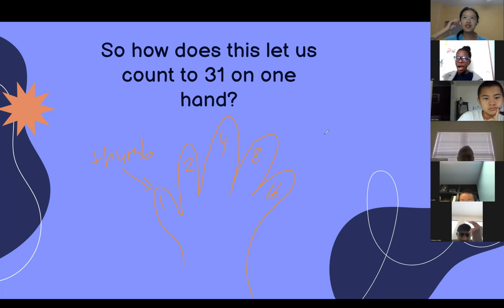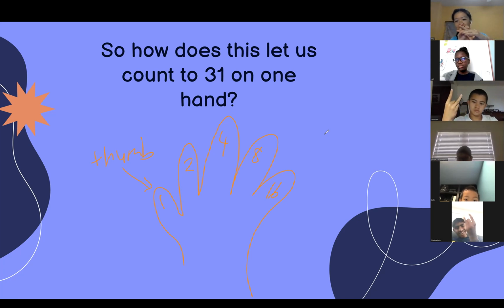And now I'm gonna jump to a different number. How would you make 10? Yeah, it would be these 2 fingers. My hand does not work. My fingers keep going down.